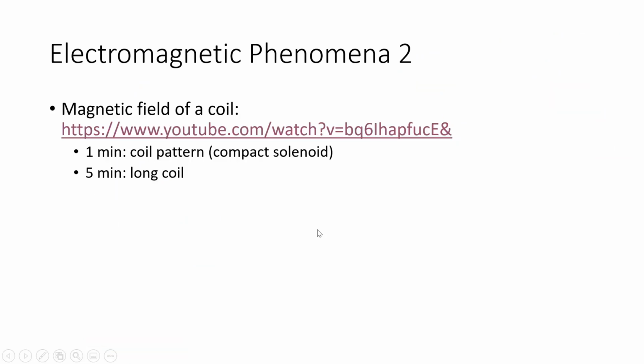Okay, here's electromagnetic phenomenon number 2, and this is really just an extension of phenomenon number 1. It's the magnetic field of a coil of wire. We have a single wire, we run a current through it, but that wire is looped around on itself over and over and over again. So it's essentially just a loop of current. We wrap it around itself many, many times to essentially amplify that current through that space.